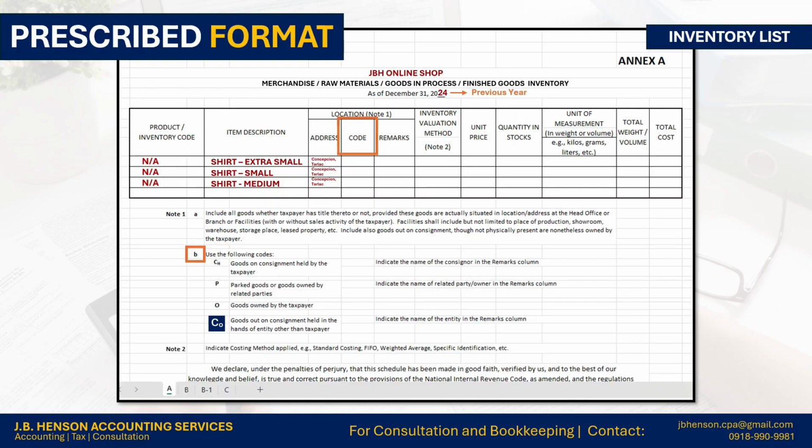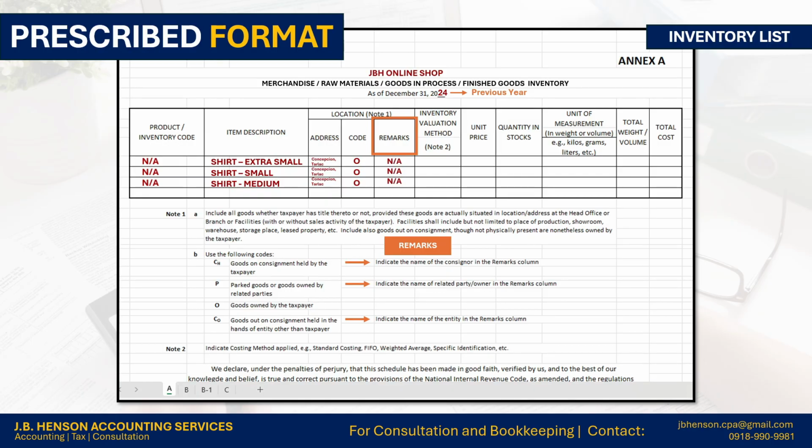Then put letters CO. For remarks, we will just indicate the name of the consignor if goods on consignment, name of related party or owner if part goods, name of the entity if goods out on consignment. So as an example, we will use letter O. Since ang example natin ay online shop and usually most of the items are owned by the taxpayers. Also, sa mga small businesses, kahit hindi online seller, so if sa atin naman lahat yung mga items na meron tayo, you can put letter O. For remarks, we can also put on hand so that it can be easily identified or just simply put N-A.